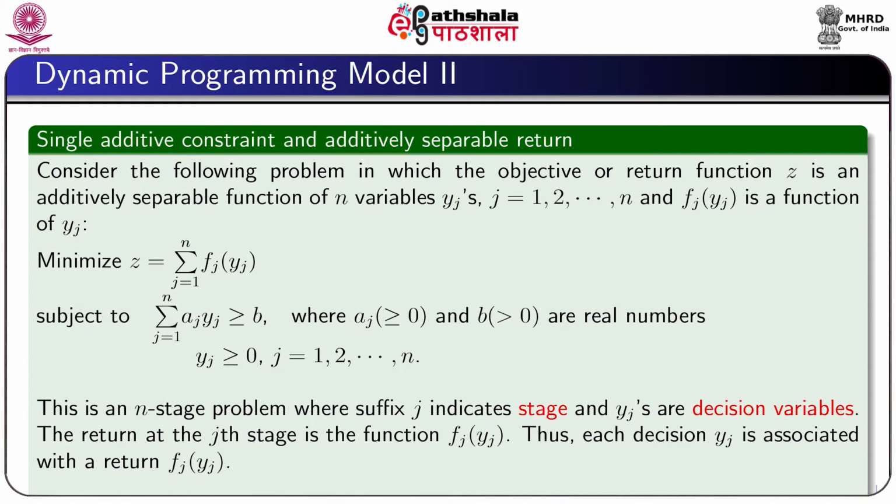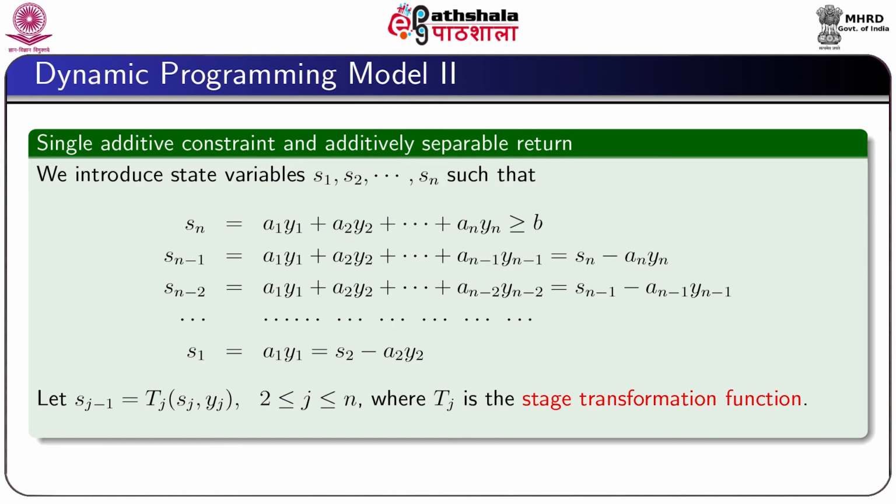This is an n stage problem where suffix j indicates the stage. Since values of yj are to be decided, we may consider yj as the decision variable. The return at the jth stage is the function fj(yj). Thus, for each decision of yj, we have a return fj(yj).